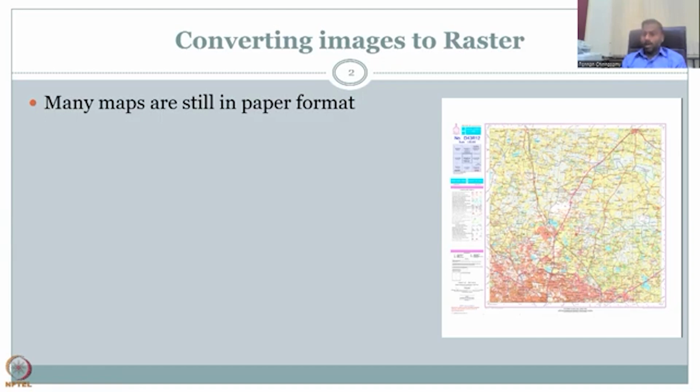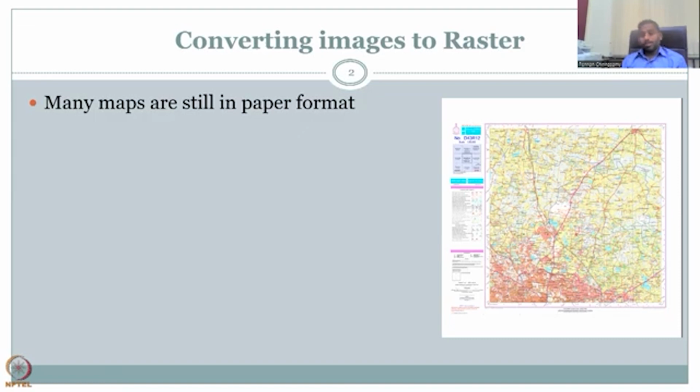You have to write a letter. As a student, you can get a letter from your head of the department or a professor saying why you need to access it. Then you can walk into these survey offices, give the letter, and they will make it available. So first is to examine the paper maps, which means they will not have time to go through all the paper maps. Let's say you want the Chennai Mylapore map.